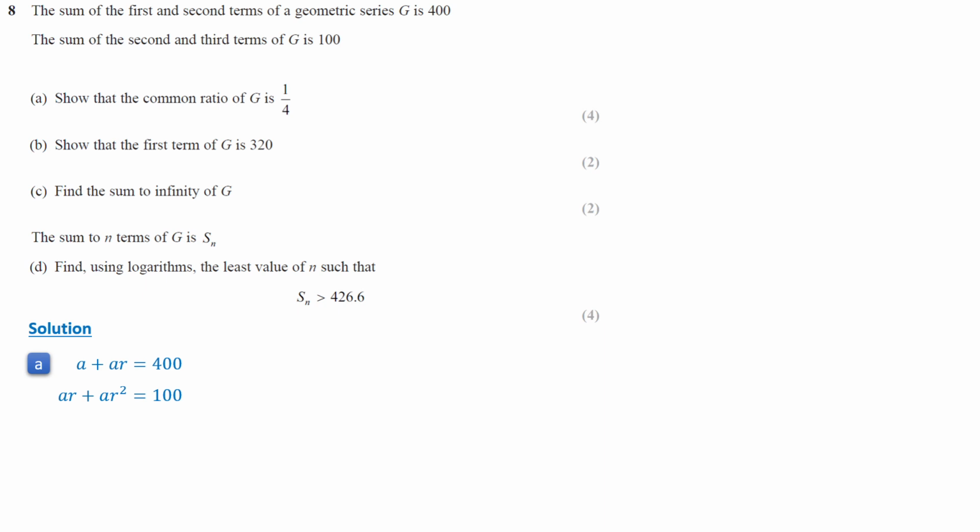From the second equation, we can factor out R. So, R times (A plus AR) equals 100. From the first equation, we know that A plus AR is 400. Substituting and solving for R, we get R equals 1 over 4. We can substitute R equals 1 over 4 into the first equation to find A. Solving for A, we get A equals 320.